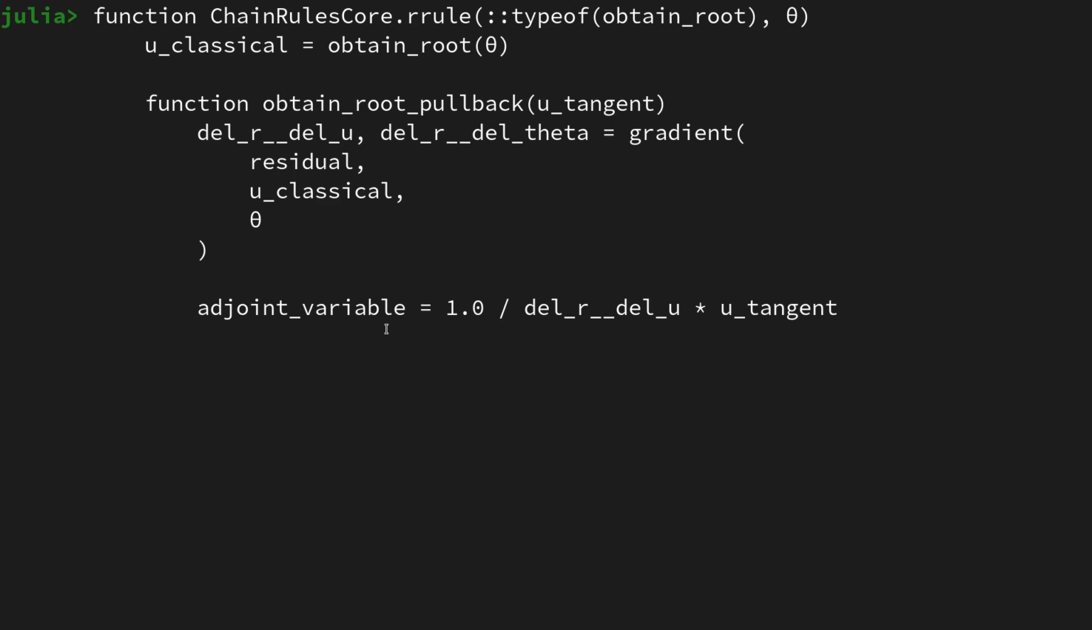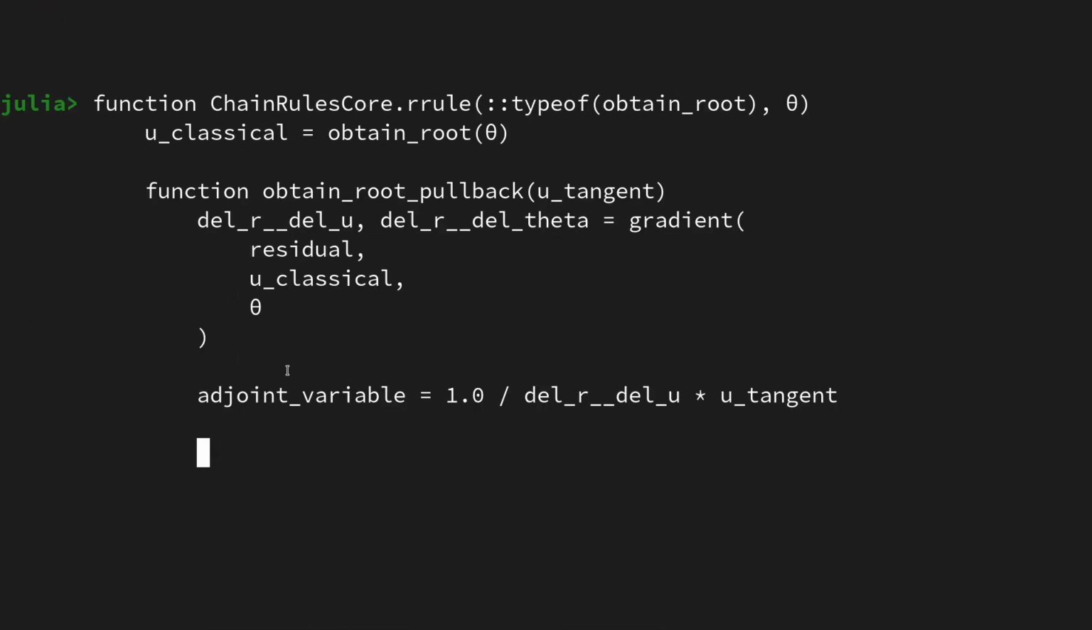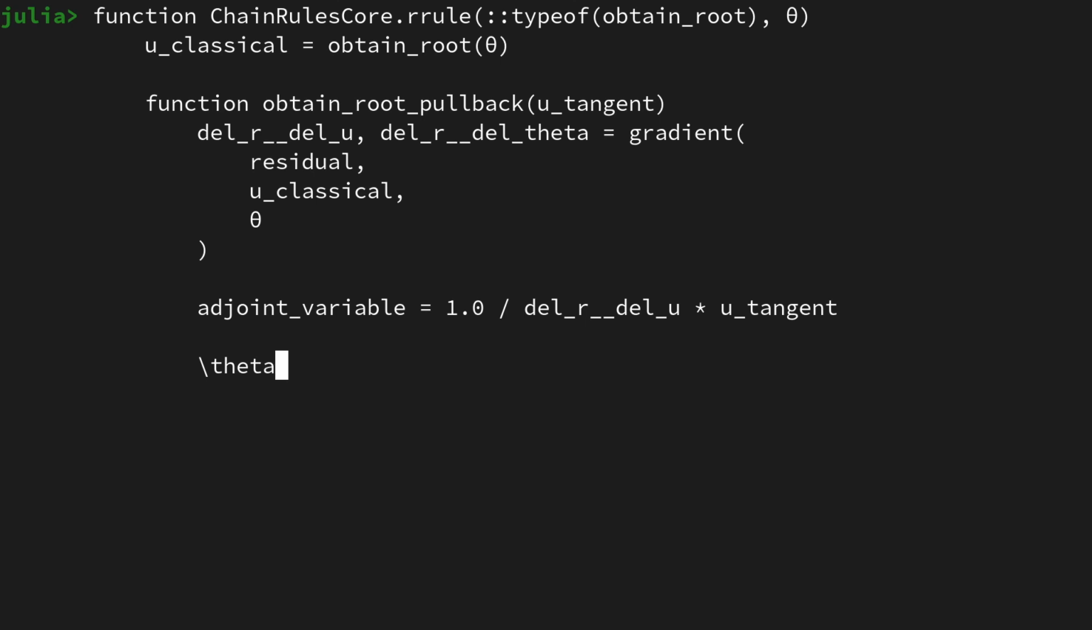And then we can use the adjoint variable in order to propagate the tangent information. So here it's called dj by d theta, but in essence this is just a theta tangent. So this will be theta tangent. And in order to get that, we have minus adjoint variable multiplied with del r by del theta. And now it might be tempting to return this theta tangent as part of this local obtain root pullback function.